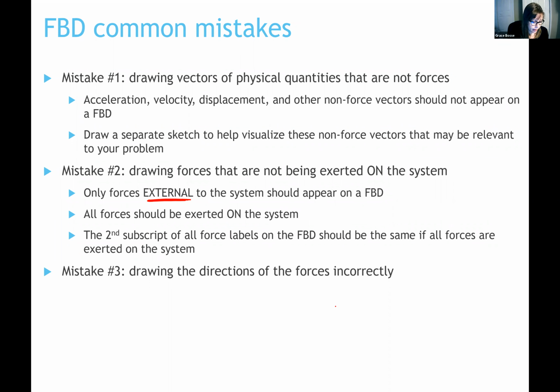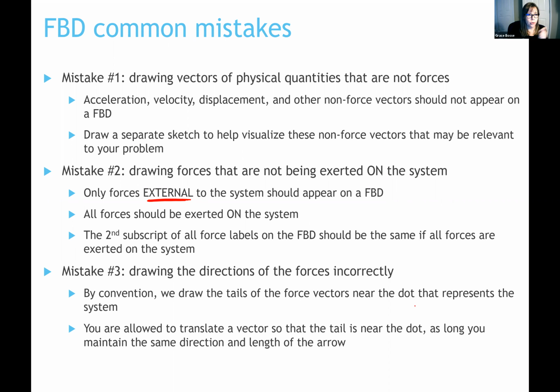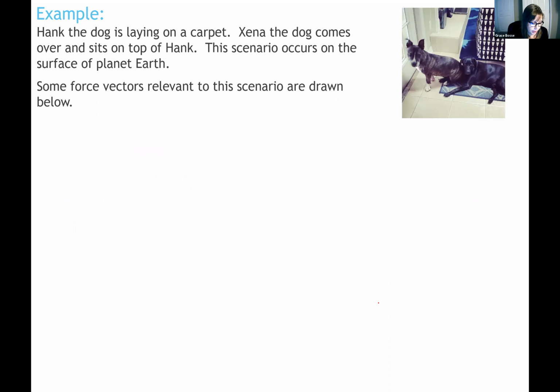And then the other problem that I see a lot is people not drawing their directions correctly. We want the tails of these vectors to be at the little dot that represents your system. So you can always pick up and move a vector however you need it. So if you know gravity is pulling you down, you just want to make sure you move that vector so that the tail of the vector is at the dot that represents your system.